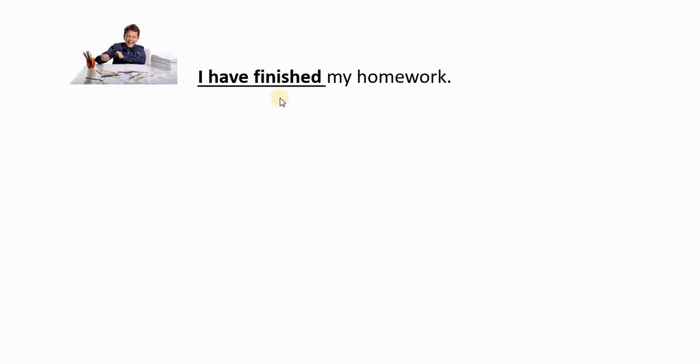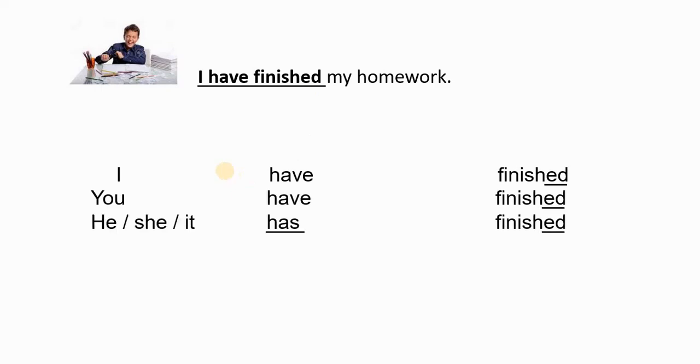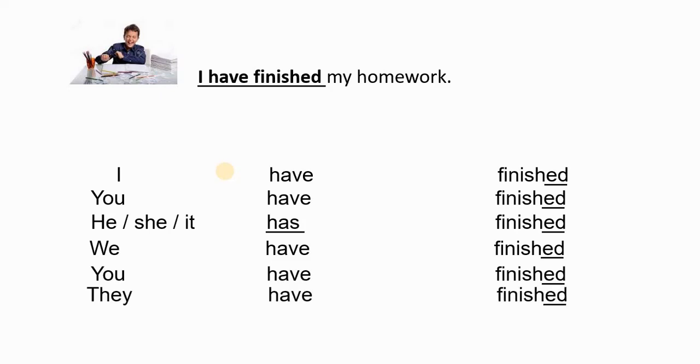I have finished my homework. Okay, so this is the present perfect affirmative. I have finished. So I have finished, you have finished, he, she, it has finished, we have finished, you have finished, and they have finished. So if we now analyze the form, then this is what it looks like.